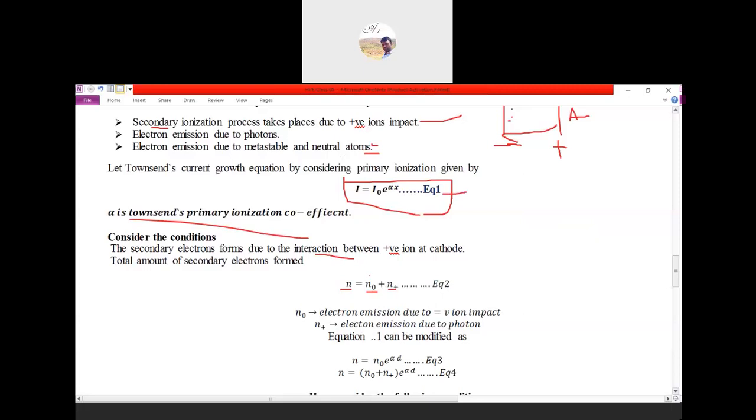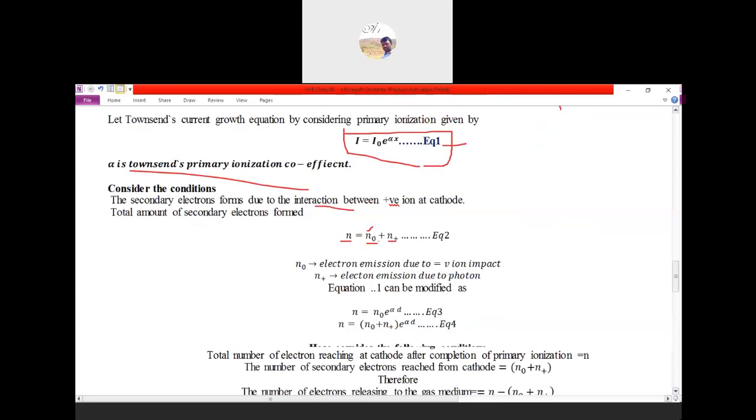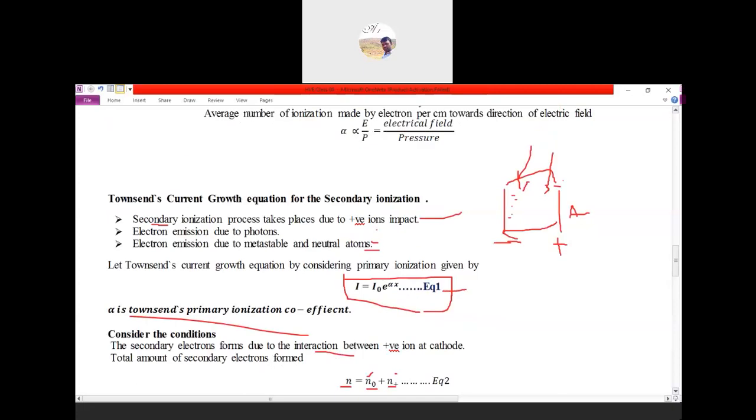In the primary ionization we have the equation I is equal to I naught e power of alpha x. This is the primary. Without the primary ionization we do not get the secondary ionization, right? So we are considering the primary ionization.